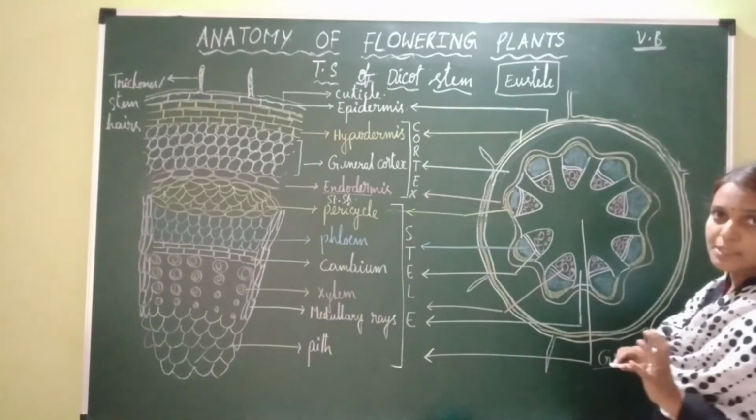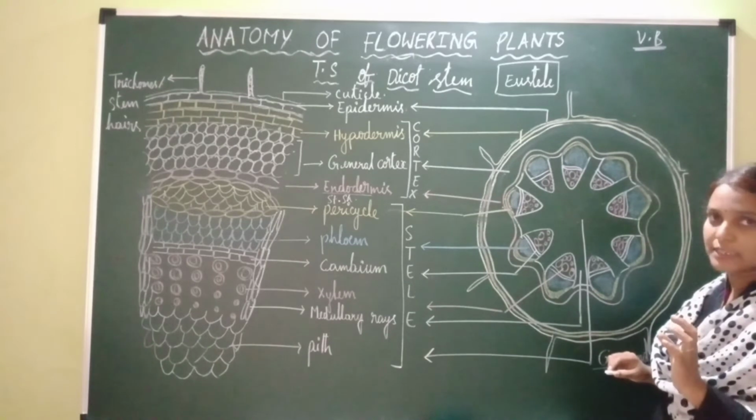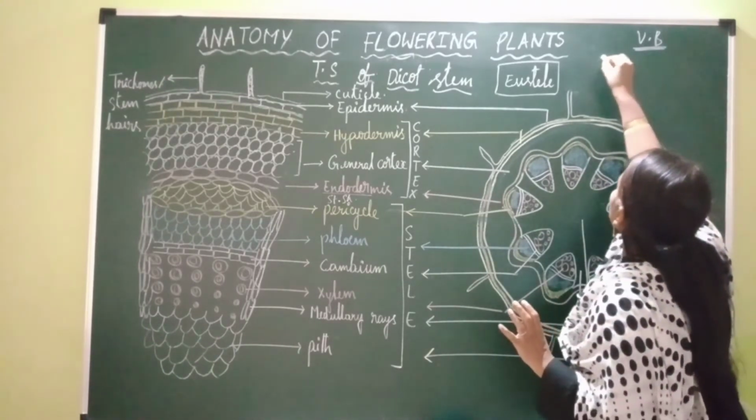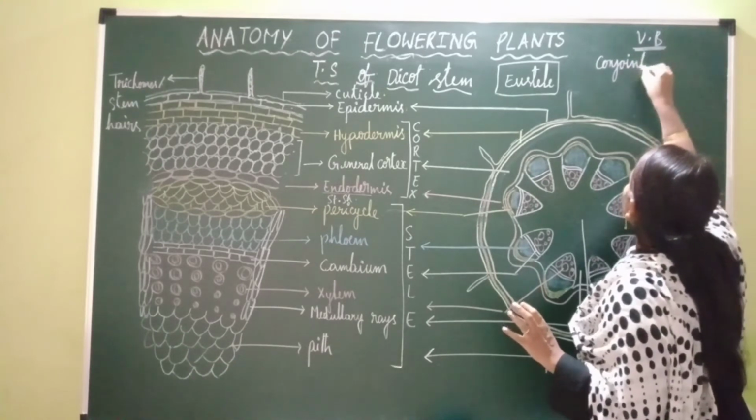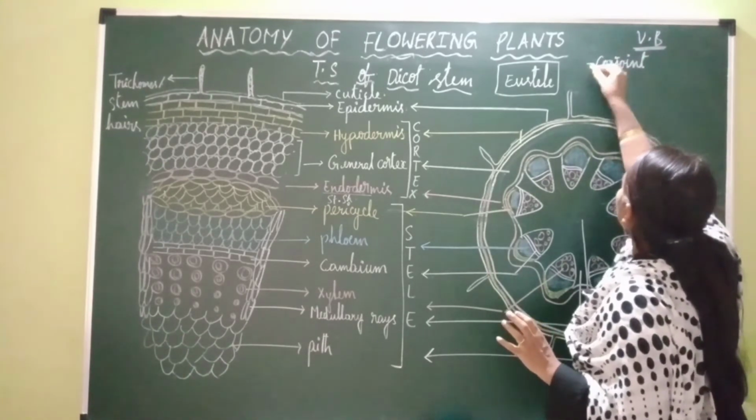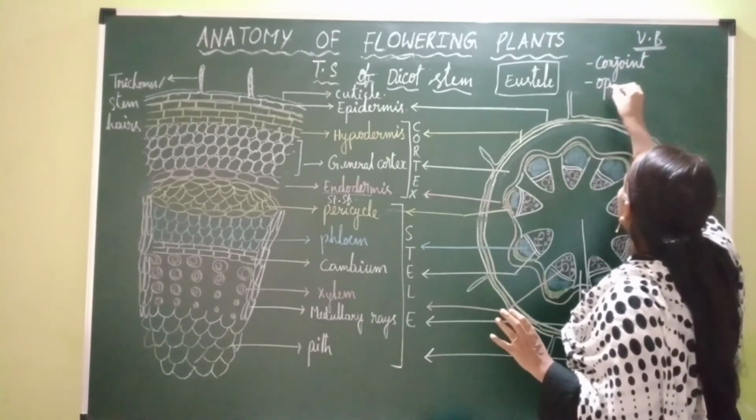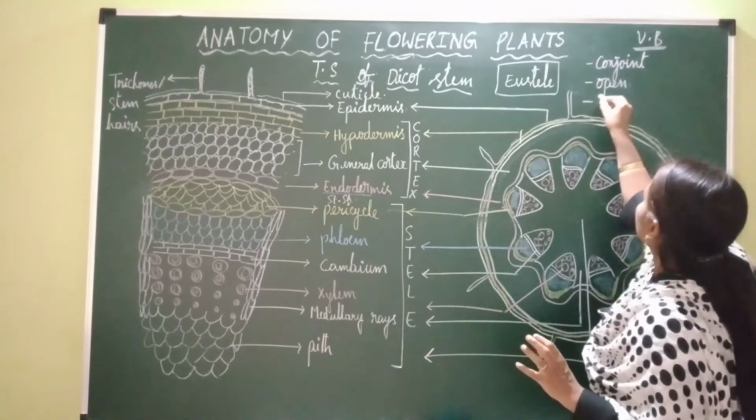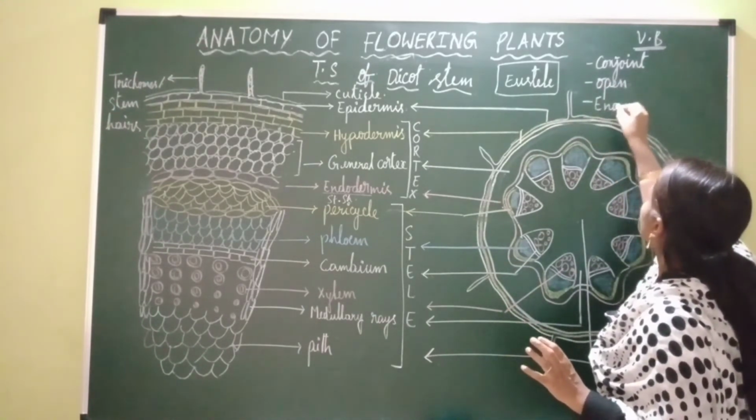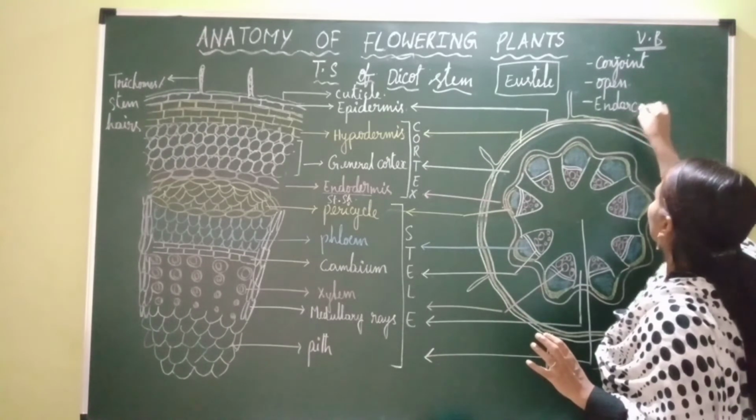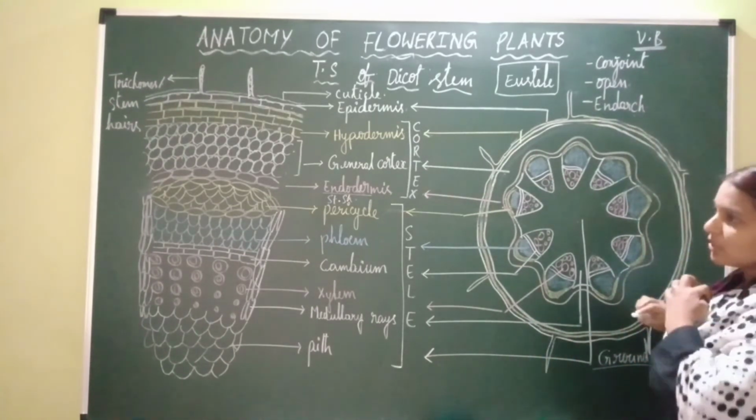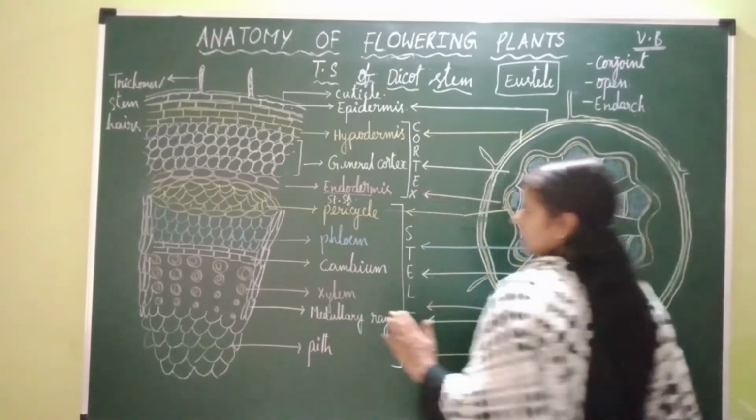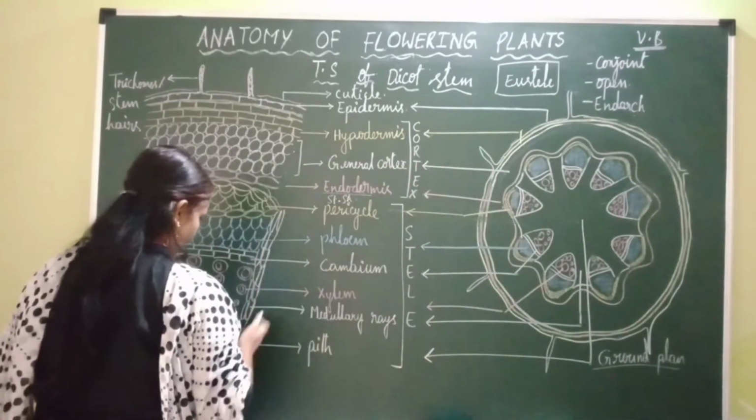So the vascular bundles present in the dicot stem are conjoint, open type of vascular bundles, which are with endarch type of xylem. I'll explain why conjoint, open and endarch. Conjoint, because this is one vascular bundle. This is one vascular bundle.